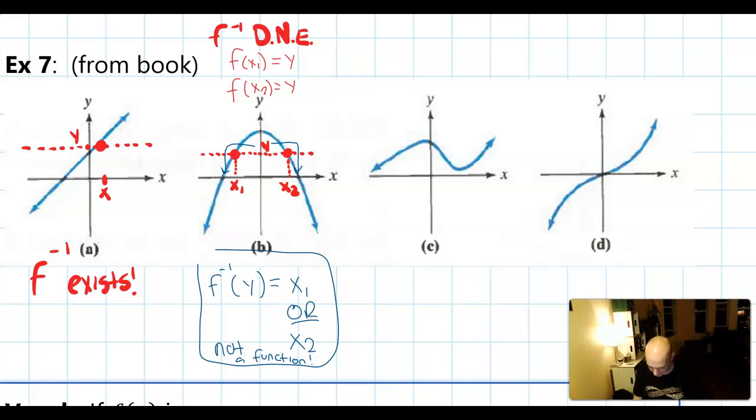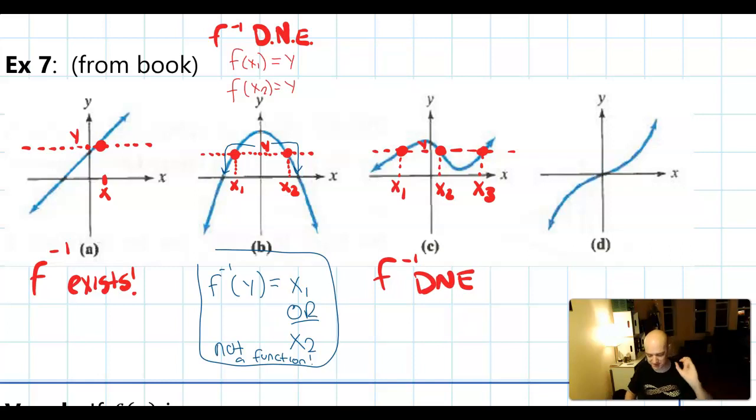Let's try this again. Third graph. Oh, this really fails. So for some given y value, for this y value, I actually have 3 x's that gave me that single y value. So if I was trying to travel backwards for the function, figure out what x gave me that one y, I would not be able to answer that question. So f inverse, again, does not exist. Fails the horizontal line test.